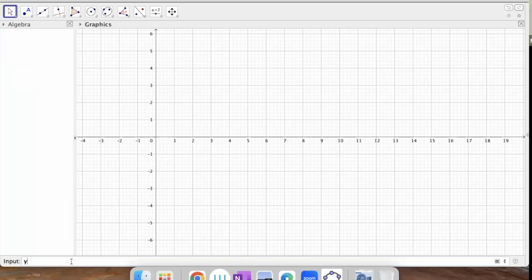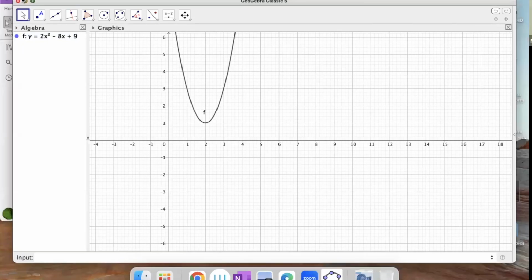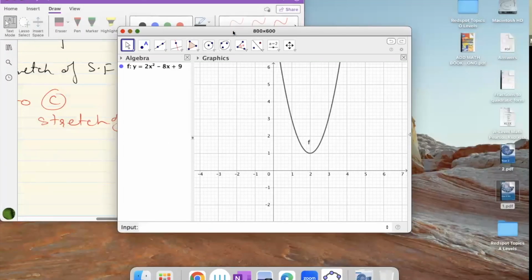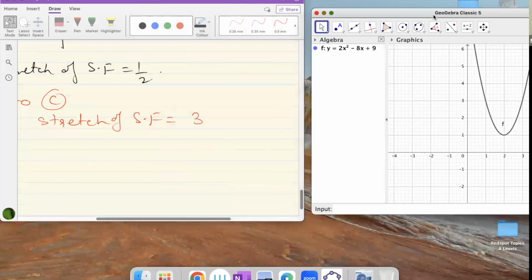Coming to curves, y equals 2 bracket, let's try x minus 2 squared and plus 1. Okay, it has simplified this equation. Let's discuss this before moving ahead. I didn't know about the limitation of the software.